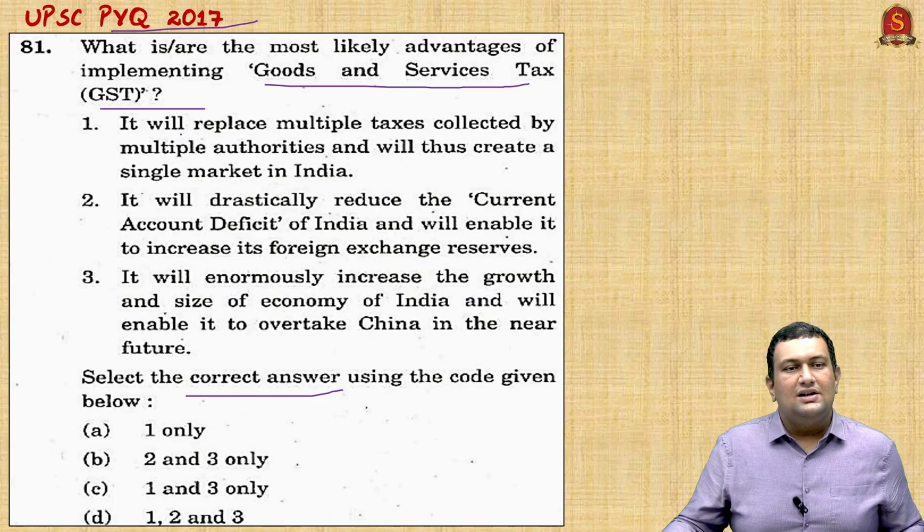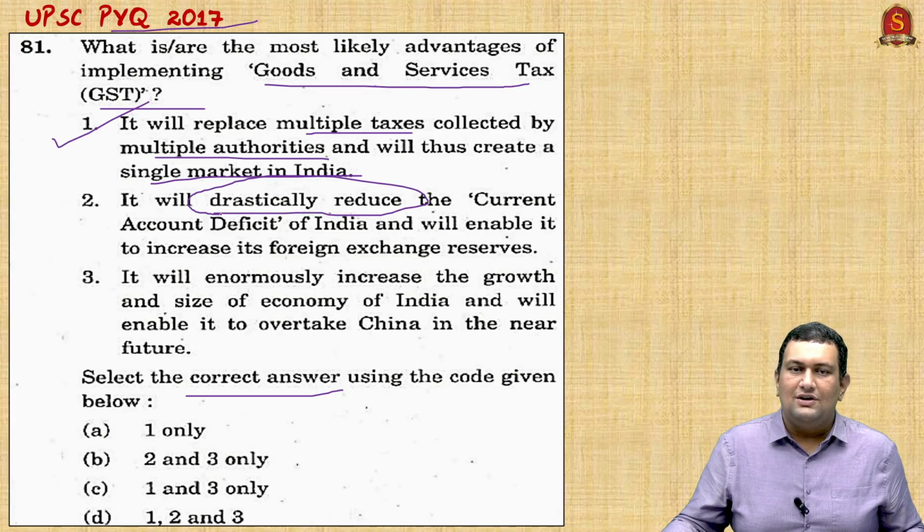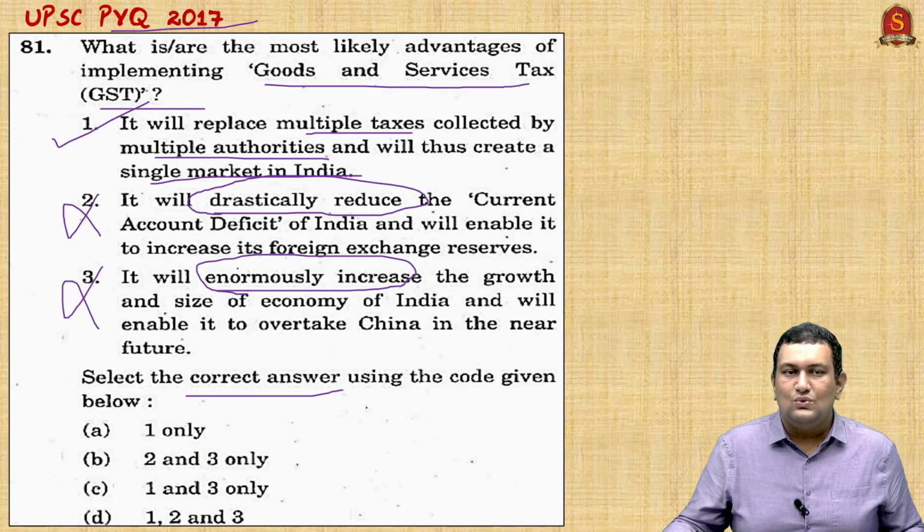First statement is, it will replace multiple taxes collected by multiple authorities and thus create a single market in India. Yes, this is correct. It will drastically reduce, this is a keyword, the current account deficit of India and will enable it to increase its foreign exchange reserves. Now this is incorrect. It will enormously increase, this is also a keyword, the growth and size of the economy of India and will enable it to overtake China in the near future. This is also incorrect. These two are extreme words, so these two statements are wrong. They have asked for the correct answer. The correct answer will be option A, 1 only.